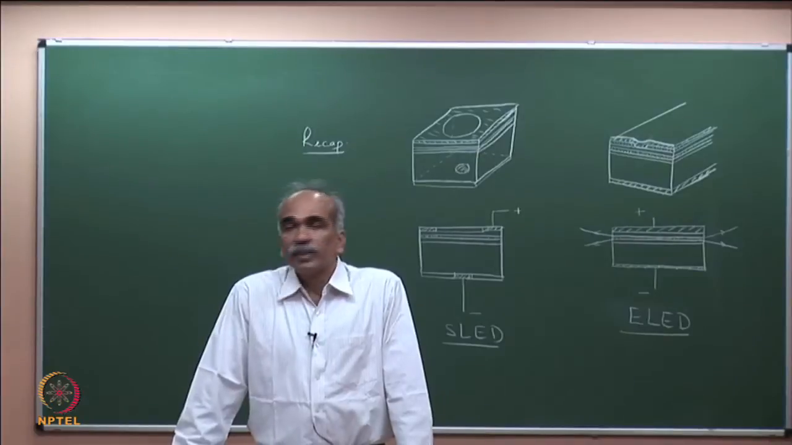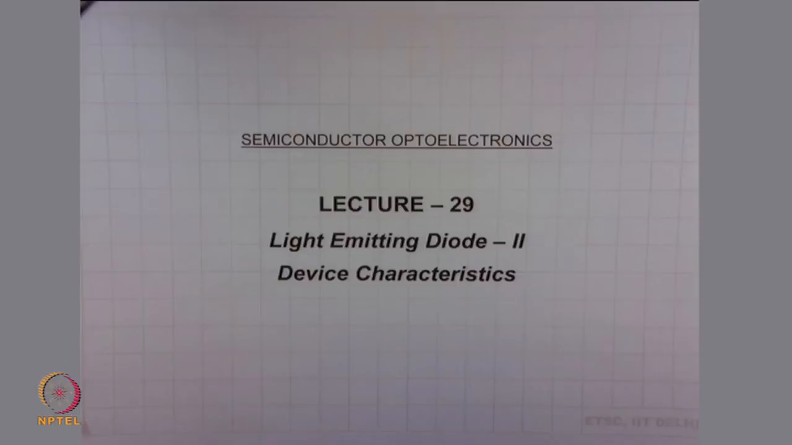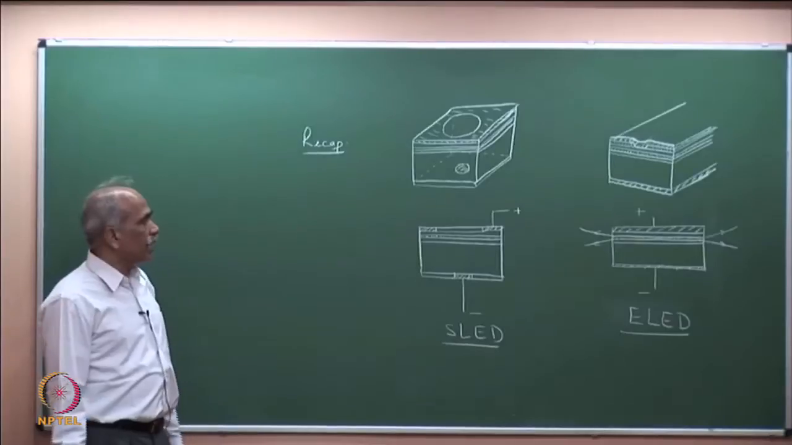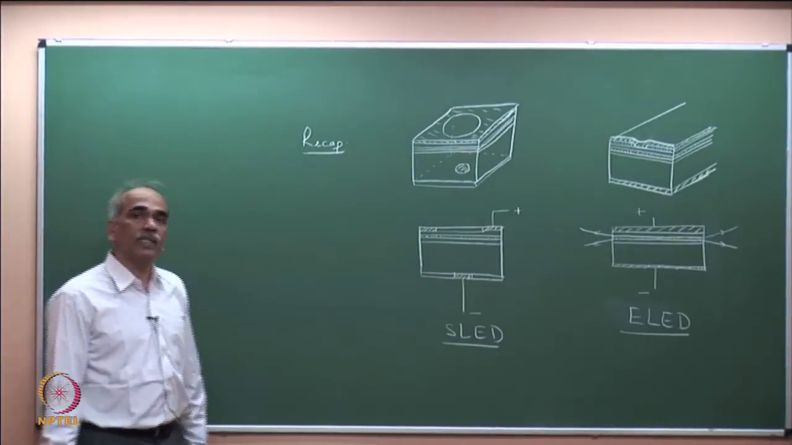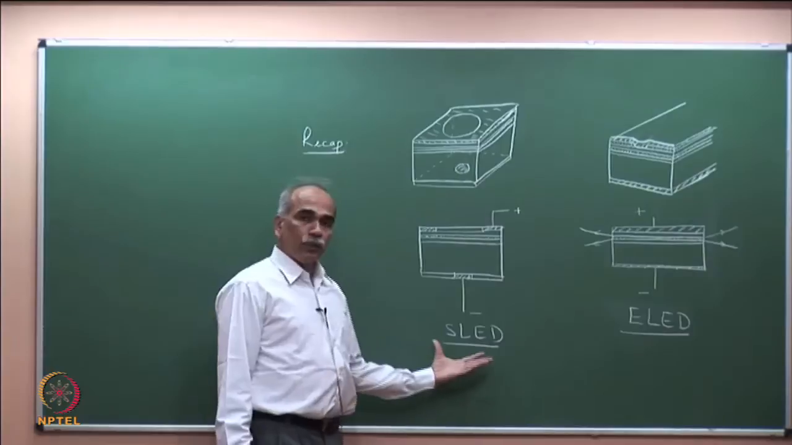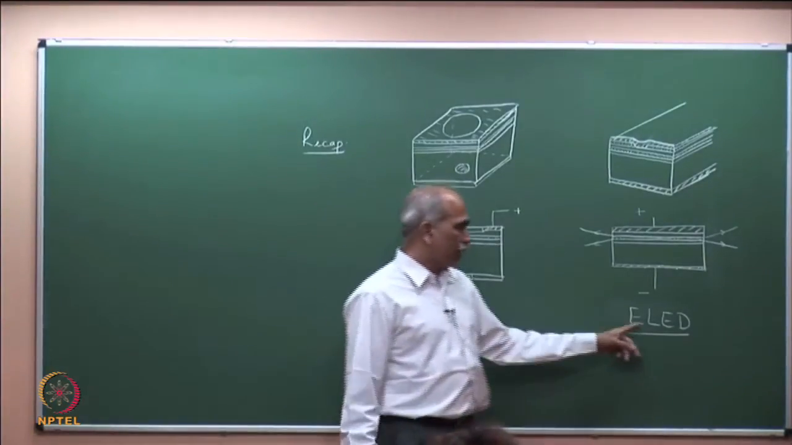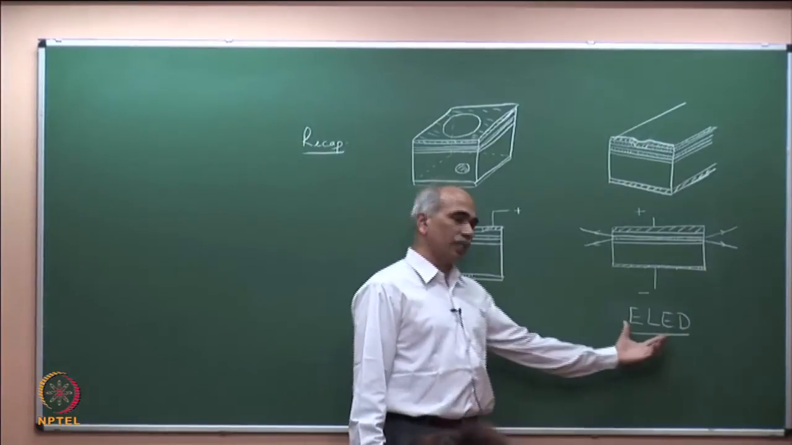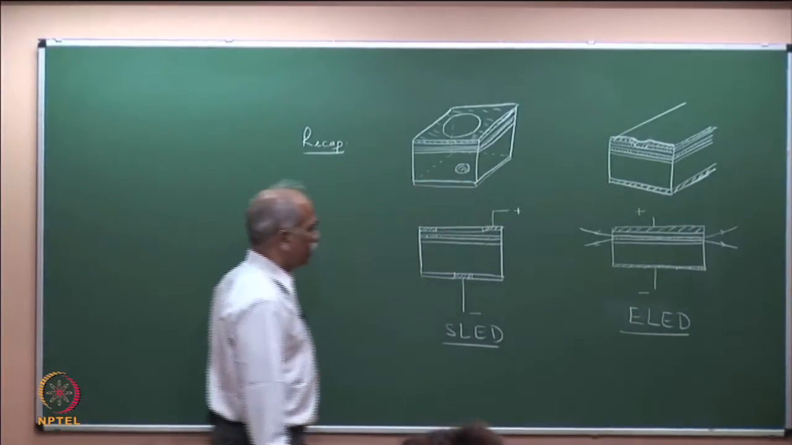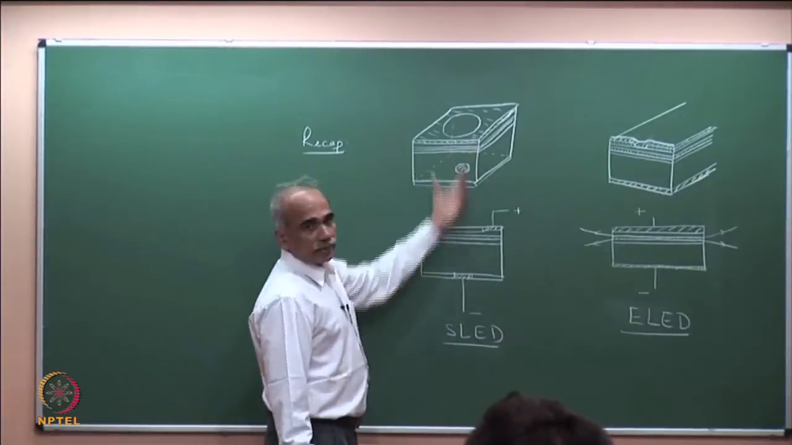Let us discuss the device characteristics of light emitting diodes. Before I proceed, let us recall that in the last class we had looked at the device structure, and broadly there were two classifications: surface emitting LED and edge emitting LED. The abbreviation is ELED for edge emitting LED. The structure in 3D looks like this.